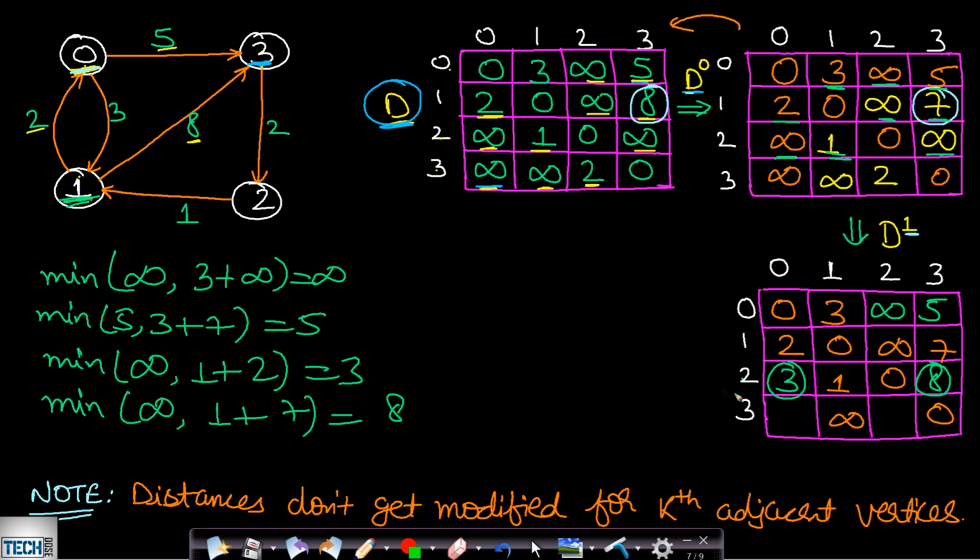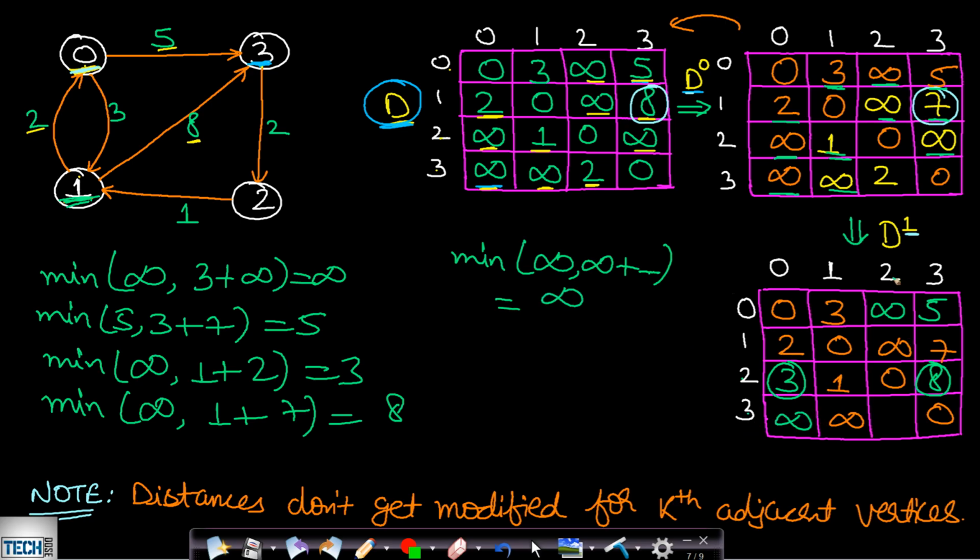Okay, now we will also see for this 3 to 0. So for 3 to 0 value is infinity. So we will take minimum of infinity comma, and now since 1 is included, so we will see from 3 to 1 and then from 1 to 0. So for 3 to 1 value is infinity. So we don't care about the second part. It will come out to be infinity. We will write here infinity.